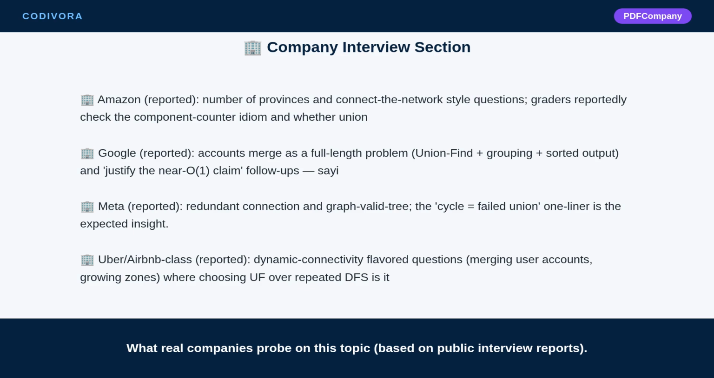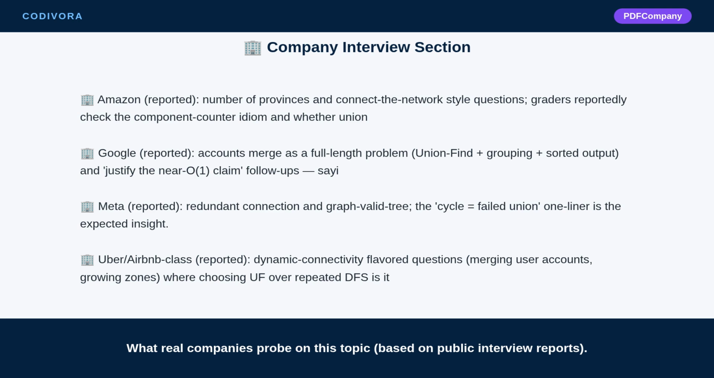Now the part candidates ask for most, what real companies actually probe on this topic, based on public interview reports, not official statements. Amazon, reported number of provinces and connect the network style questions. Graders reportedly check the component counter idiom and whether union reports success. Google reported accounts merge as a full-length problem. Union find plus grouping plus sorted output, and justify the near-O(1) claim follow-ups, saying inverse-Ackermann correctly matters.